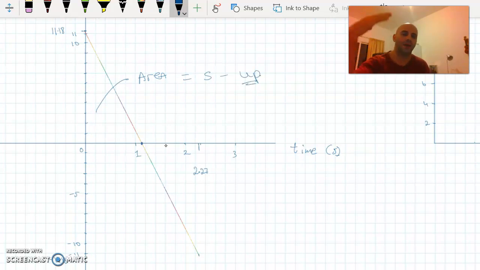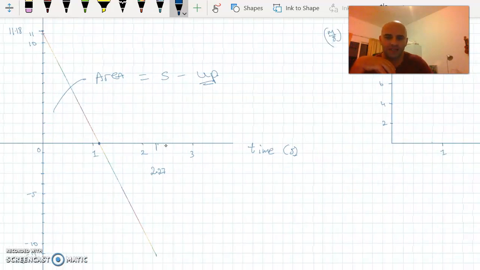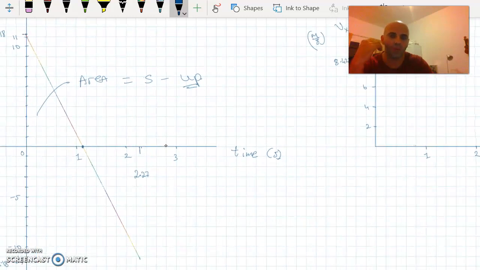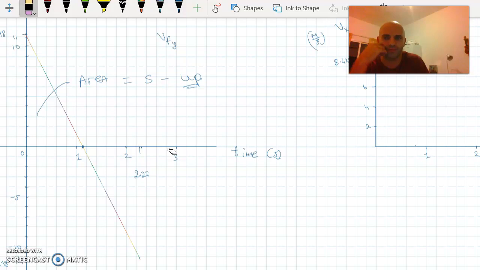Okay. Now, I'd like you to check that by using the area, calculate the displacement from the area underneath the curve, but then set the final velocity in the y direction, v final y, equal to 0, and solve for the displacement, and you should get the same answer. Okay. Then one more thing.